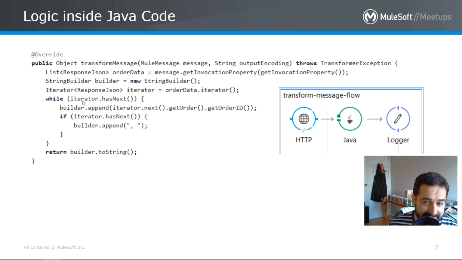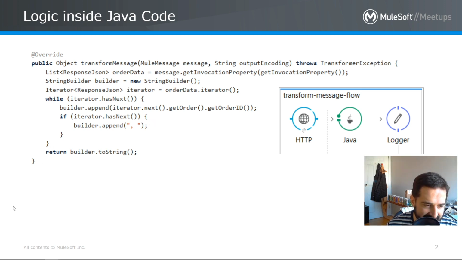There would be typical MuleSoft equivalent components for these Java applications. For example, you can access a flow variable using Mule expression language or DataWeave. The while loop could be a for each because you're just iterating over a collection, so order data. And then appending could easily be a DataWeave transformer.